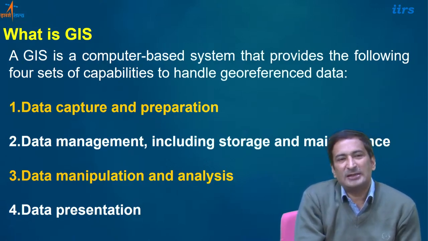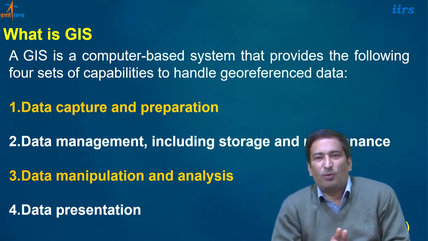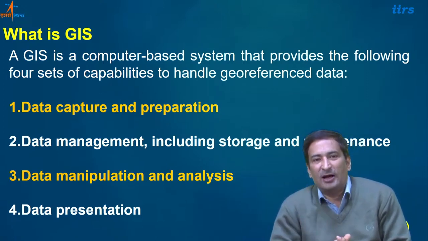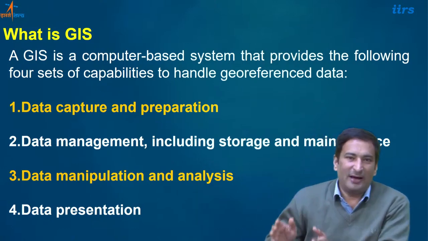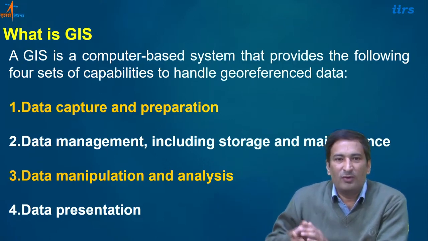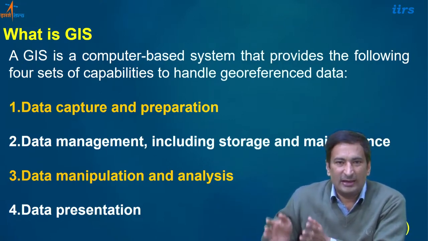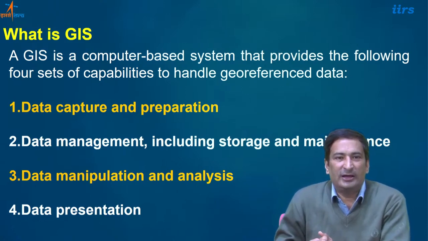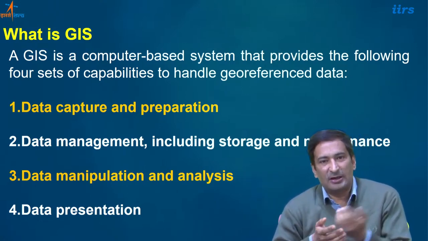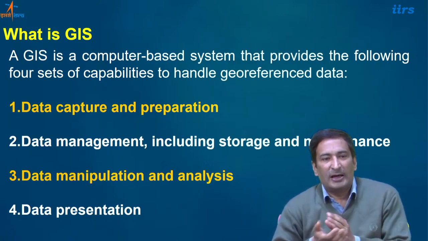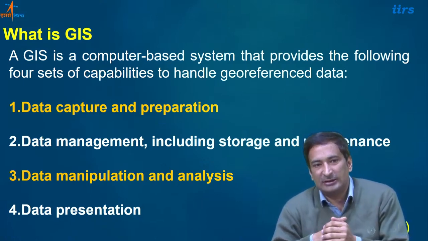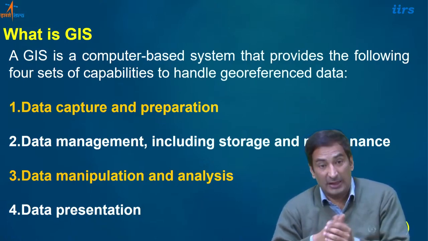A GIS is a computer-based system that provides the following four sets of capabilities to handle georeferenced data. Georeferenced data means the data which has location information embedded into it. We know where it is on the surface of the earth. That kind of data is called georeferenced data. If the computer-based system is capable of data capture and preparing those data sets, it comes as one of the tasks of GIS.